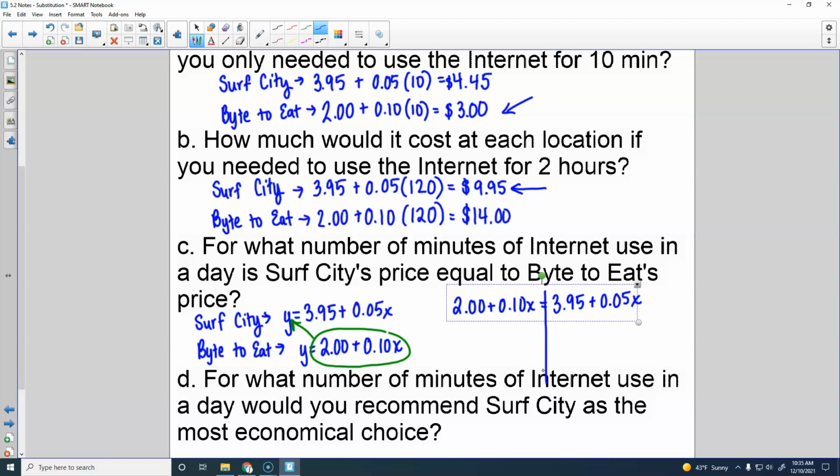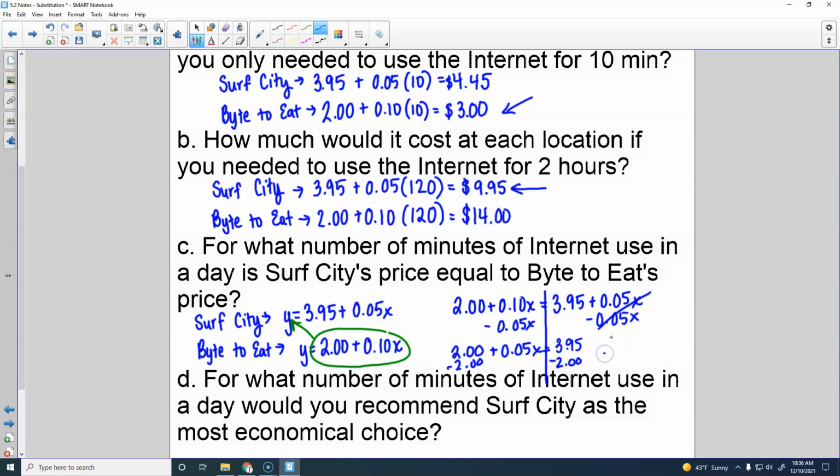You can move the 2 first, but it's a little easier if you move the x's first. So let's move the x's first. You have to subtract. I would pick this one over here so that I would not get a negative. So we're moving that to the other side. It's 0.05. So once we move that, then, Caroline, what are we going to do? Now subtract that 2.